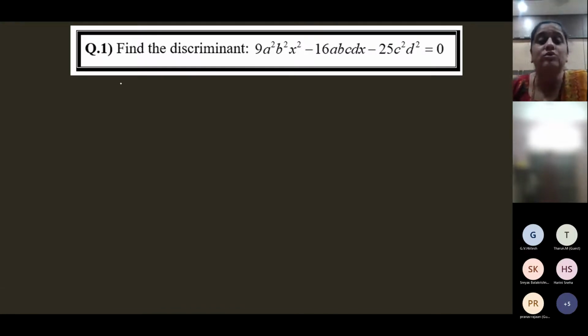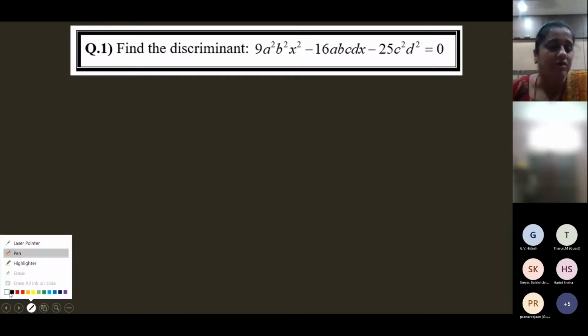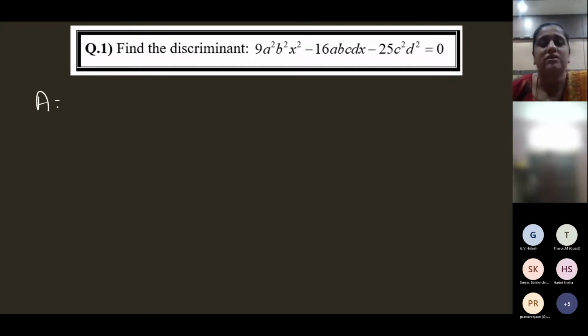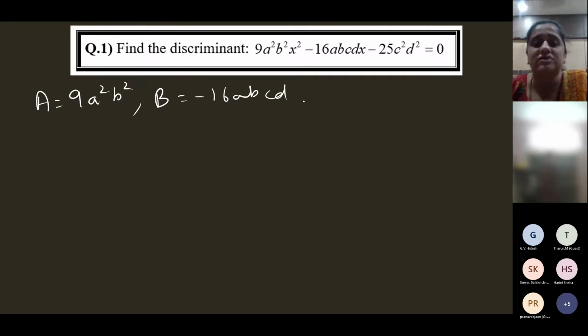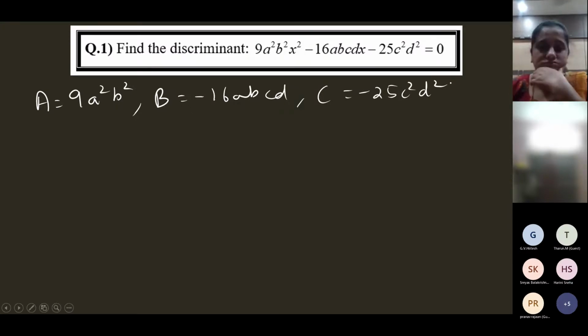So now we need to find the discriminant. We need to get the values of A, B, C. But since we already have the letters a, b, c here, we'll use capital letters. So capital letter A, what is A? Coefficient of x square, 9a square b square. What is B? Coefficient of x, minus 16abcd. And what is C? The constant, minus 25c square d square. Is this understood? Yes, ma'am.